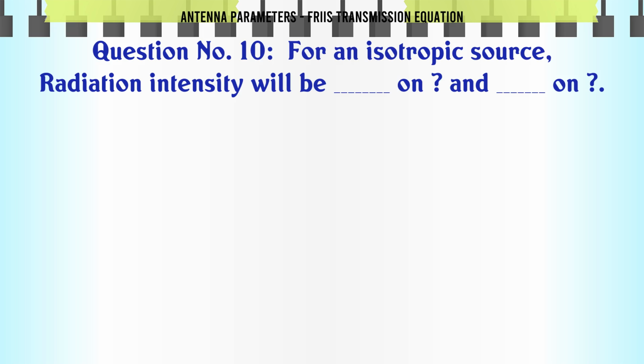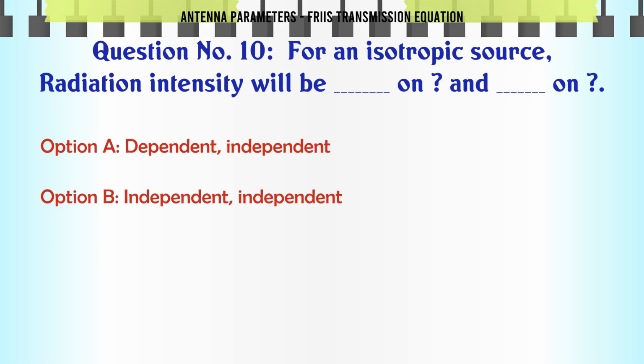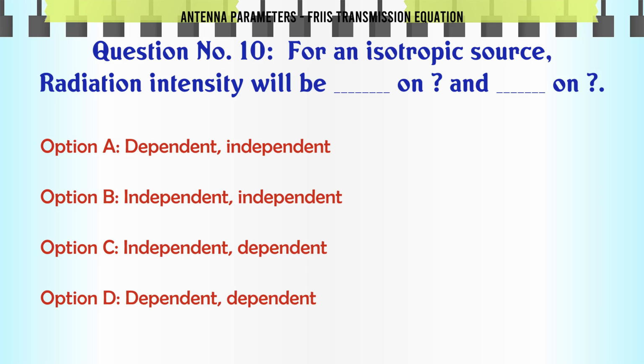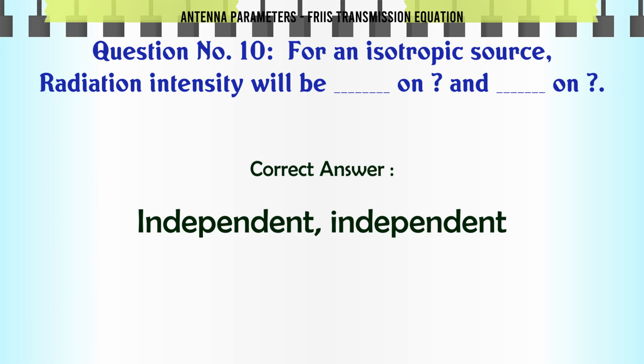For an isotropic source, radiation intensity will be ___ on θ and ___ on φ. A, dependent, independent; B, independent, independent; C, independent, dependent; D, dependent, dependent. The correct answer is independent, independent.